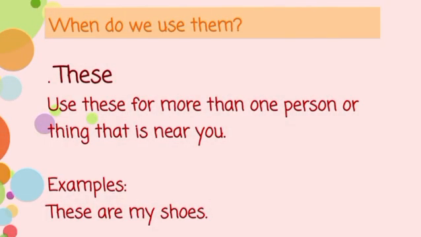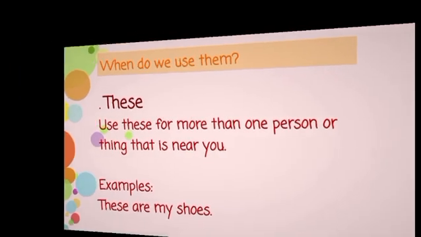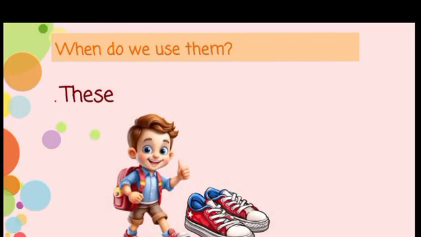These. Use these for more than one person or thing that is near you. Again, for more than one person or thing that is near you. These are my shoes. We will use pointing word these for more than one person or thing that is near. Look here, his shoes are near the boy. So we will use the pointing word these. These are my shoes.